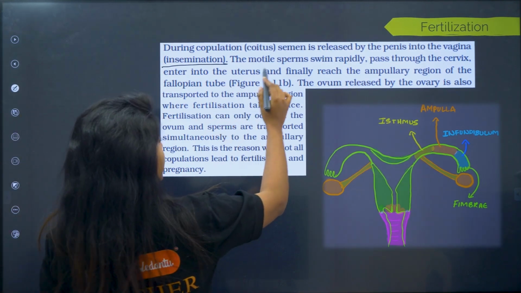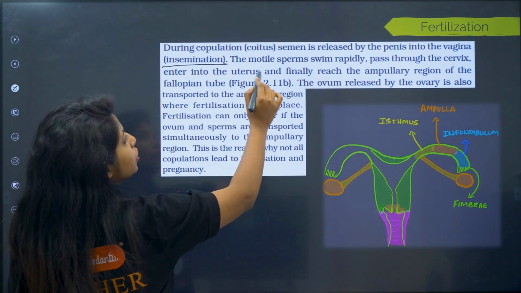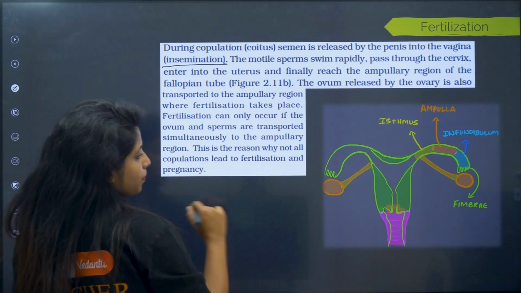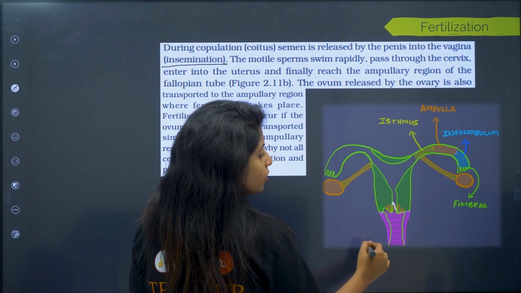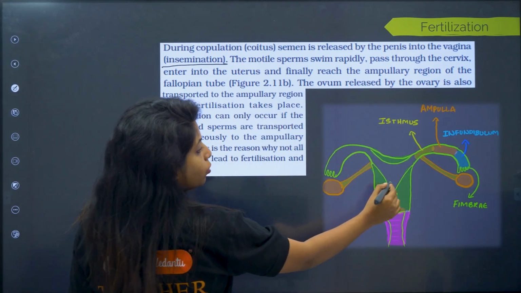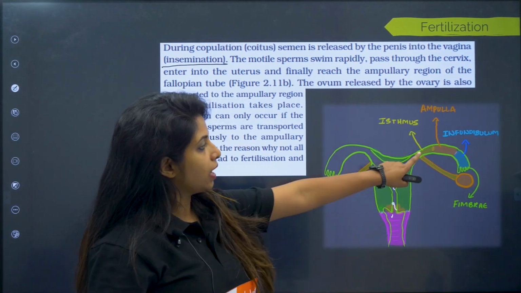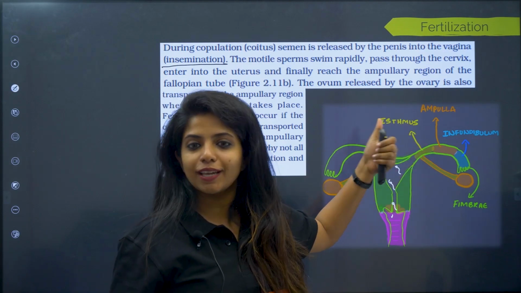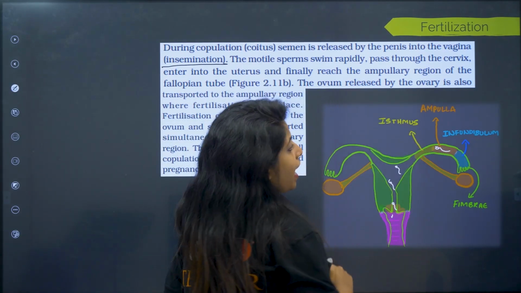Now, the motile sperm swim rapidly, pass through the cervix, enter into the uterus and finally reach the ampullary region. So, it is going fast. Let's see. So, over here it's saying that insemination happens, sperm will be released, it goes through the cervix and then where? Then through uterus and then it goes to the ampullary region. So this you remember the fallopian tube had three different regions, that is infundibulum, ampulla and isthmus. So it goes and waits in the ampulla.